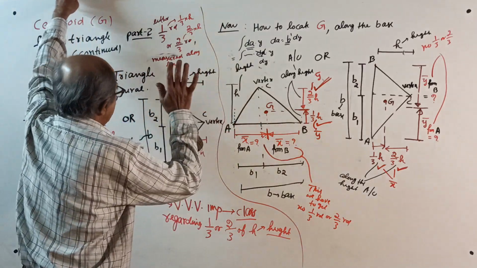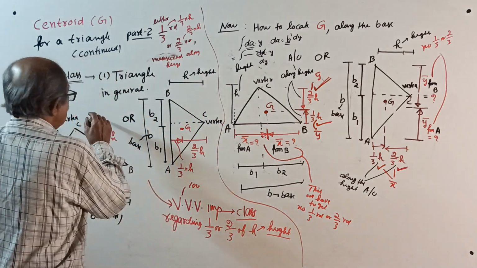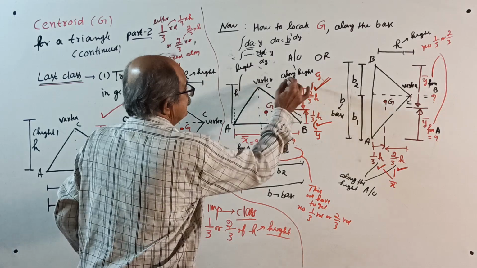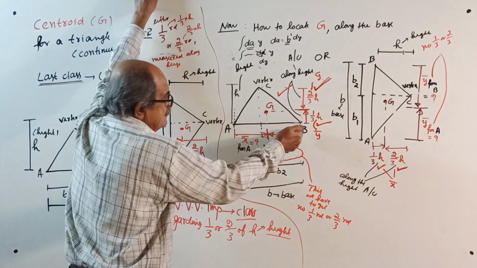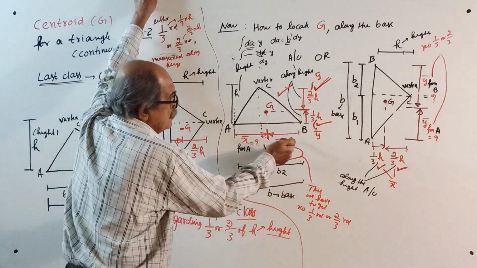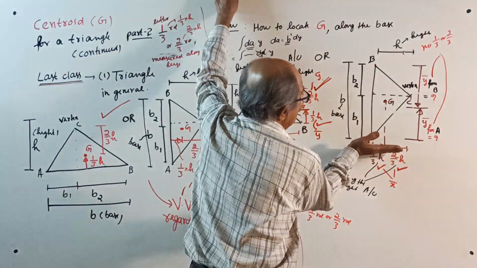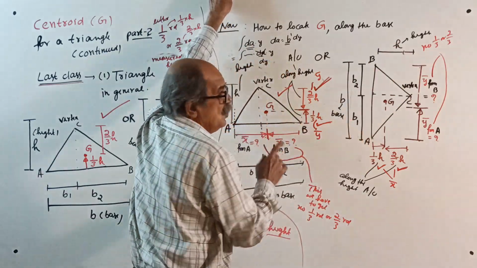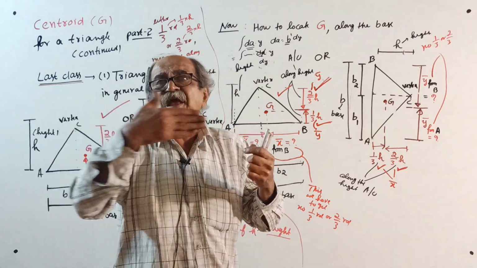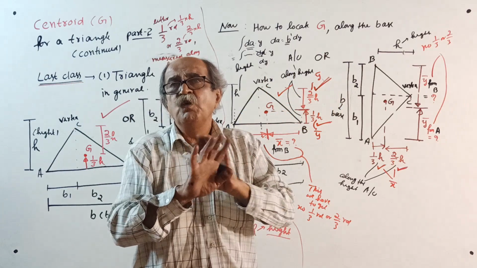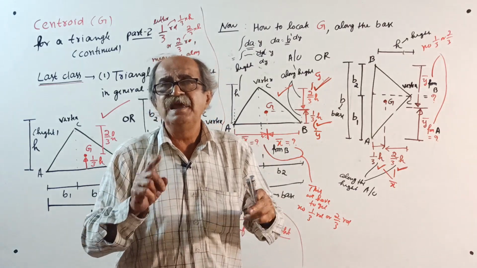Now I will go for this case or this case. I don't have to find both. If I find this distance, that will be from B, you subtract it. One of them I will do. Here also, same thing. If I get one distance, the other you can get. So now I am going for the location of centroid along the base. Along the base, 1/3, 2/3 will not work out, for a triangle in general.